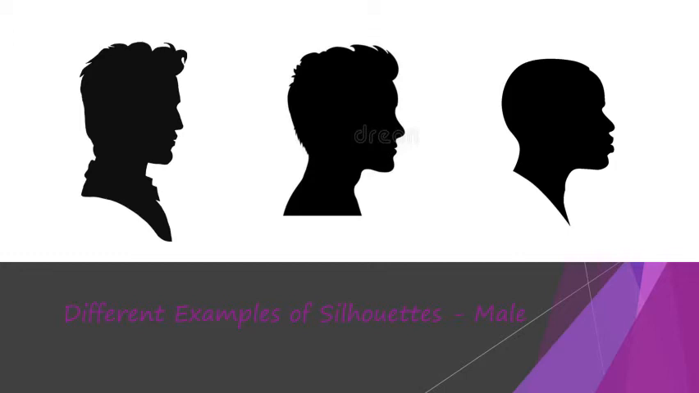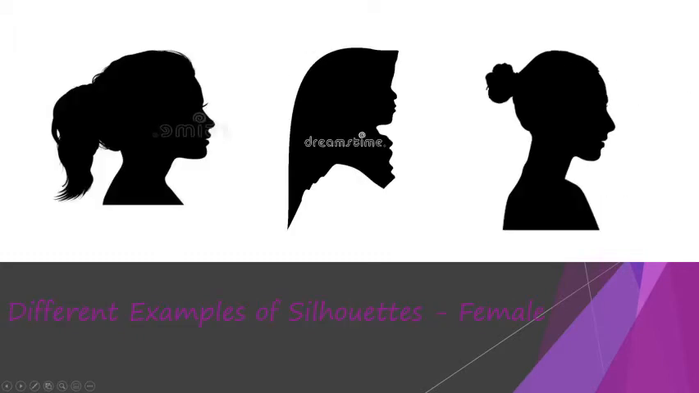Let's look at some examples of some masculine or male silhouettes. If you've got hair, you can draw your hair, you can draw it back, you can draw it fluffy. If you've got a buzz cut, you can still draw something. And some examples of some female or feminine silhouettes. Apologize for the logos there, but you know.